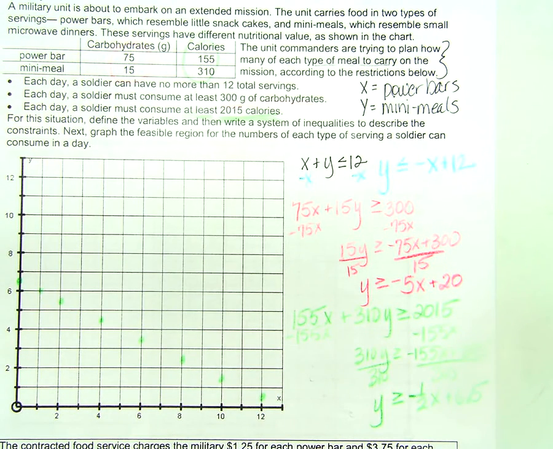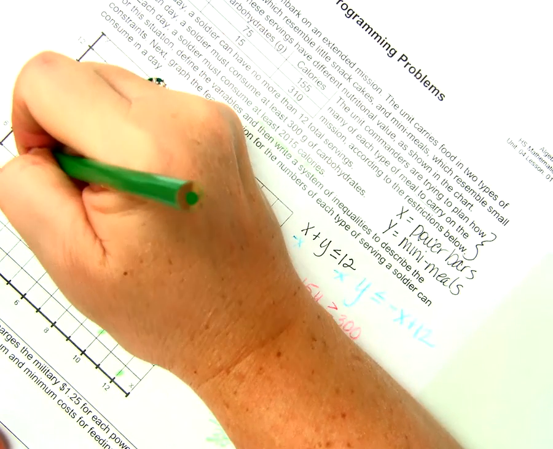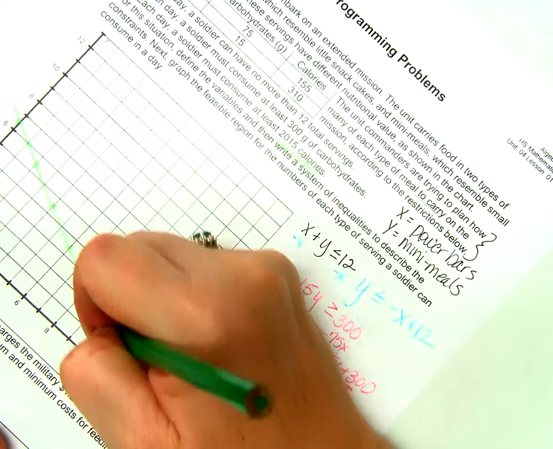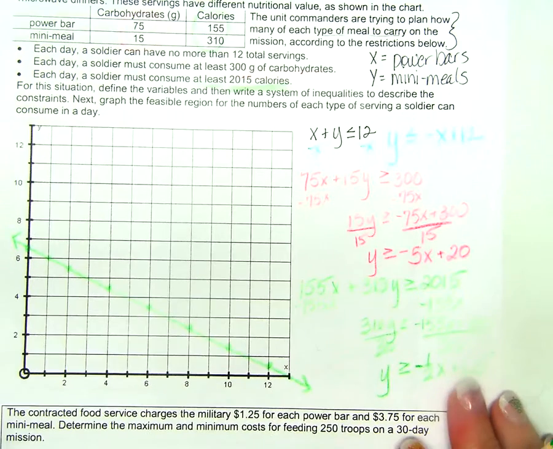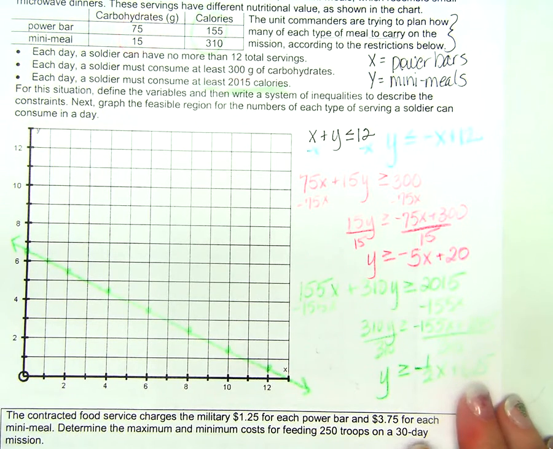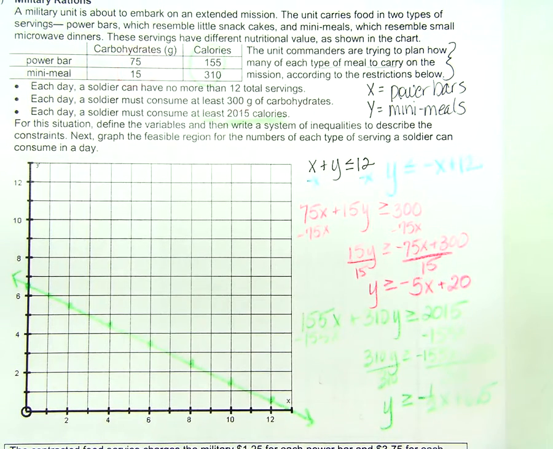So, is this a dotted line or a solid line? And is that even a question I have to ask you? No, because we already discussed that, right? Okay. In which direction am I shading here? Y above. It's greater than.